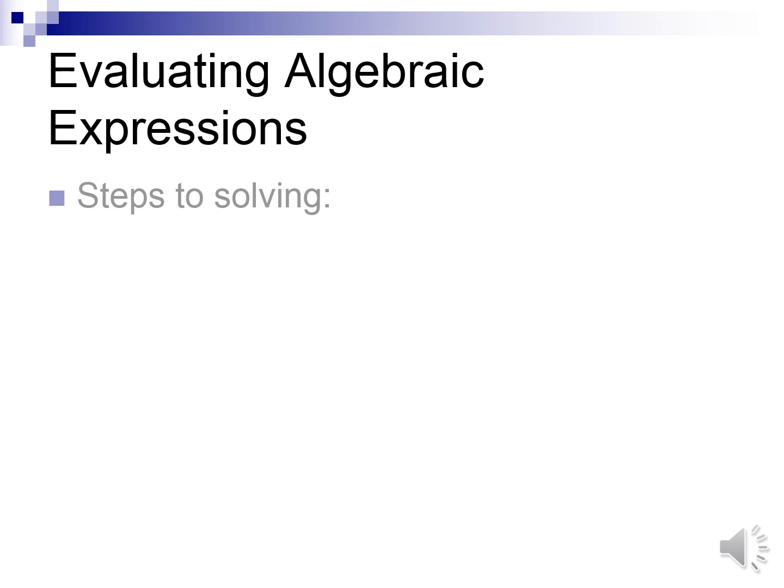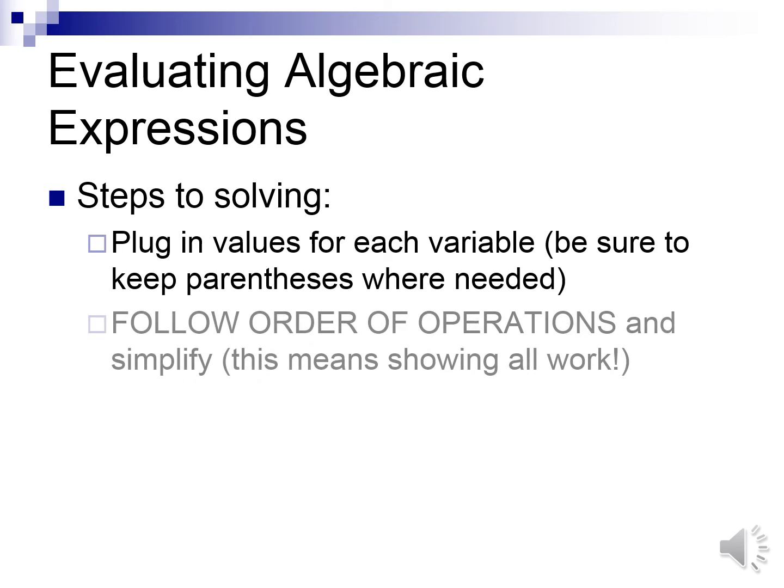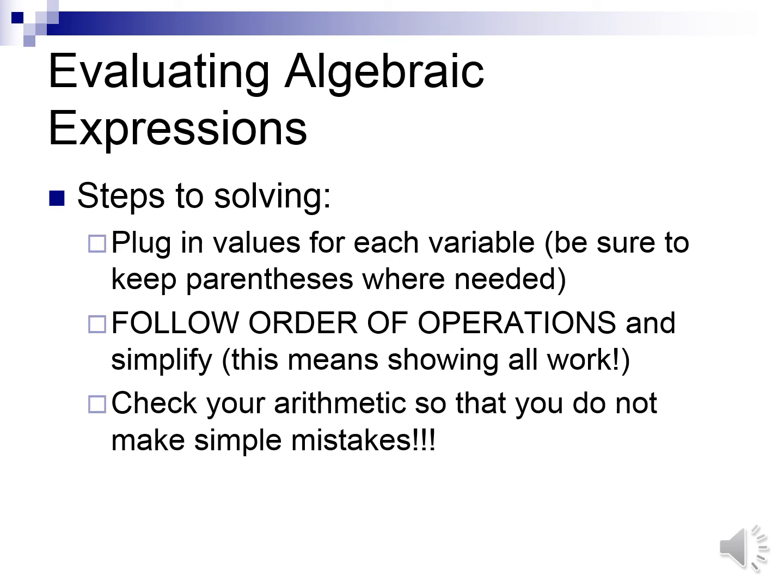When we evaluate algebraic expressions, we have some steps we need to complete. The first thing we need to do is plug in all values for each variable when we are given them. A reminder that you probably want to use parentheses where you possibly can, especially with negative numbers. Make sure you're always following your order of operations and simplify. Most of these questions end up being 2 or 3 point questions on the regions, which means you must show all of your work to obtain full credit. Make sure you always check your arithmetic using a calculator so that you do not make simple mistakes and cost yourself points on a test or exam.